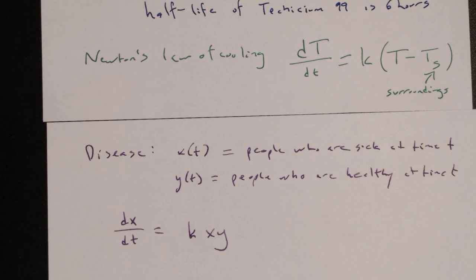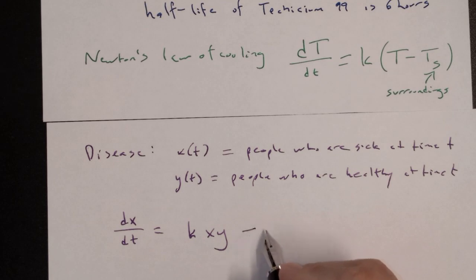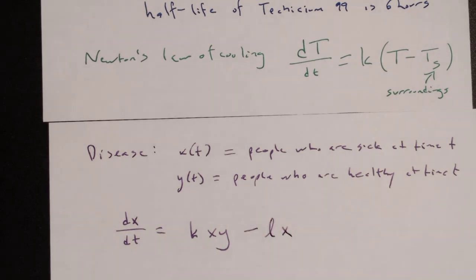But then we could say, hey, well, X are the people who are sick. So this is going to take healthy people and make them sick. We might also have some sick people who get healthy. That doesn't have anything to do with the healthy people changing, does it? This will take healthy people and make them sick. There's some chance every time they bump into each other. But there's also, hey, I got over my cold.